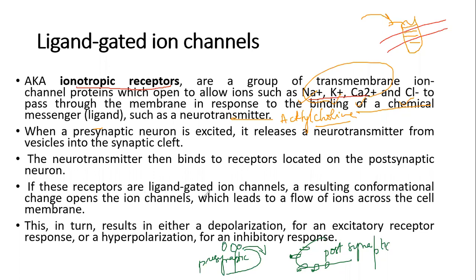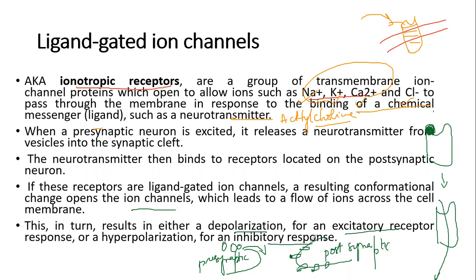Now, when these receptors are ligand-gated ion channels, they result in a conformational change which opens the ion channel. So eventually what is happening? The ligand binds to the ligand channel. This binding results in a conformational change, because of which the channel gets open and the ions are able to pass through. Thus, it results either in depolarization for an excitatory receptor response or hyperpolarization for an inhibitory response.